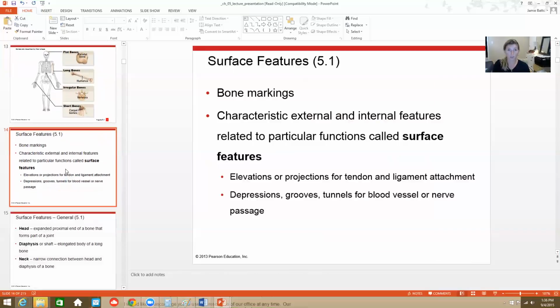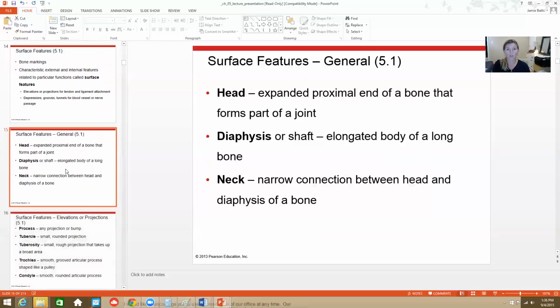Let's talk about surface markings. The majority of this you're going to learn in lab, so I'm going to skip through it, but all of these surface features are there primarily for muscle attachment or for blood vessels to go in and out of a certain structure moving through the bone. So there's something called a head, a diaphysis, a neck.